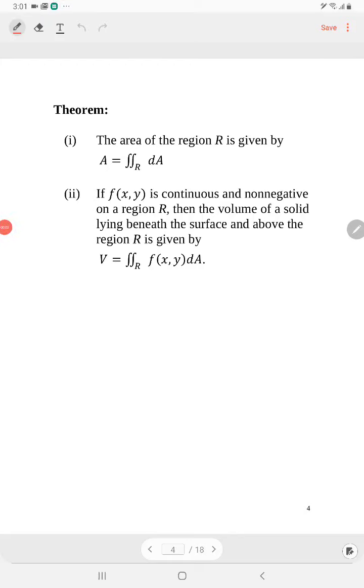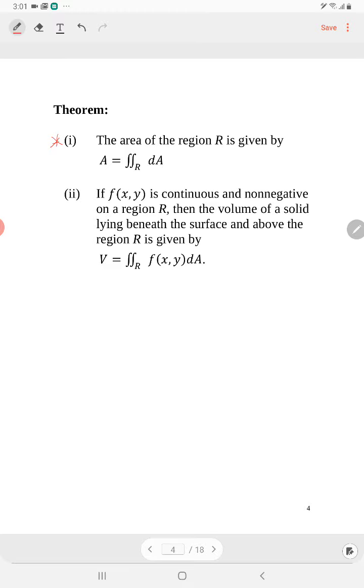Assalamualaikum, welcome back. Today I'm going to show you two theorems: one where we can use a double integral to find the area of a region, and another where you can use a double integral to find the volume of a solid. Now let's look at the first one first.